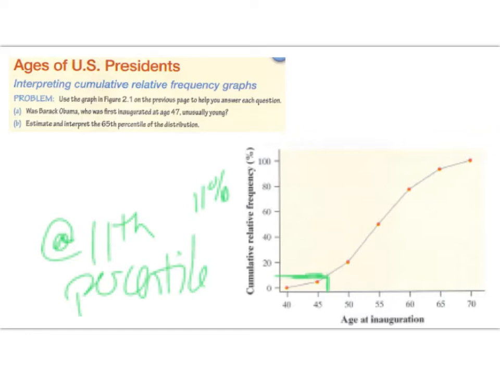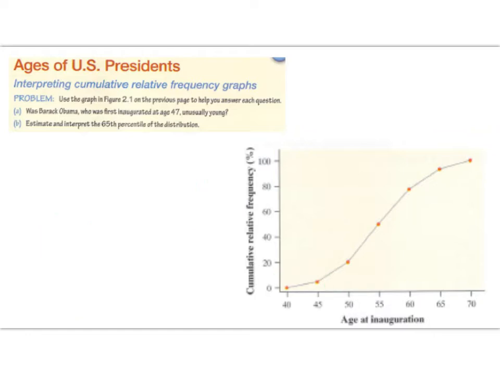So let's look at part B. Part B is asking to estimate and interpret the 65th percentile of the distribution. So let's go find our 65th percentile here. Our 65th percentile would be at the 65% for our cumulative relative frequency. So if we come over here, I'd say, what's that? Oh, that's probably a little high. Let's go down. About here, the 65 mark.